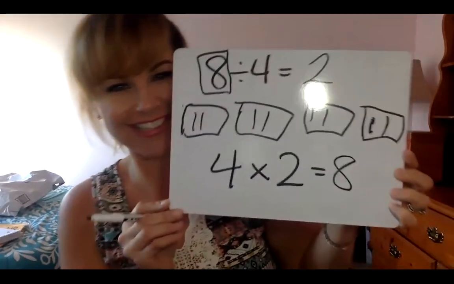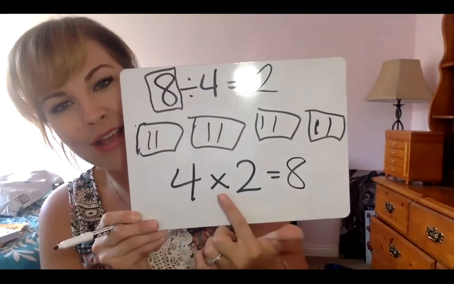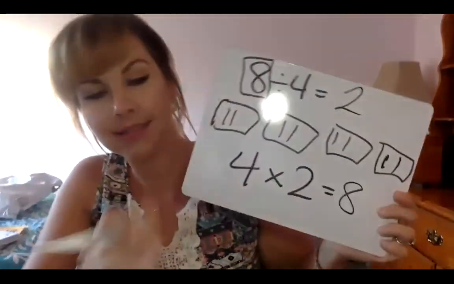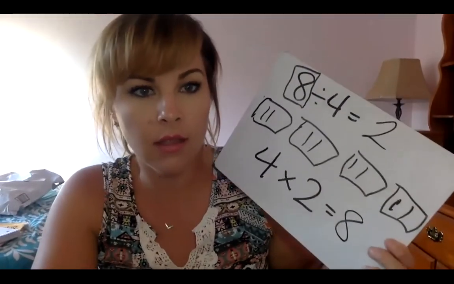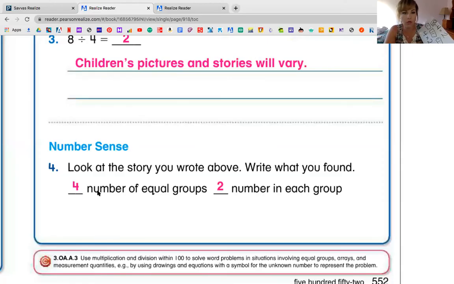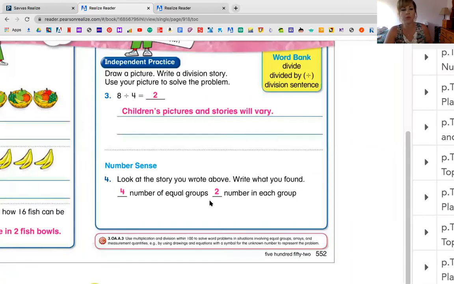I'm going to learn how to write upside down this summer, I promise. So I have 4 groups of 2 equals 8. Let's see what they have. They said 4 number of equal groups. There's 4 number of equal groups, 4 groups of 2. Okay, that's pretty much what it means.